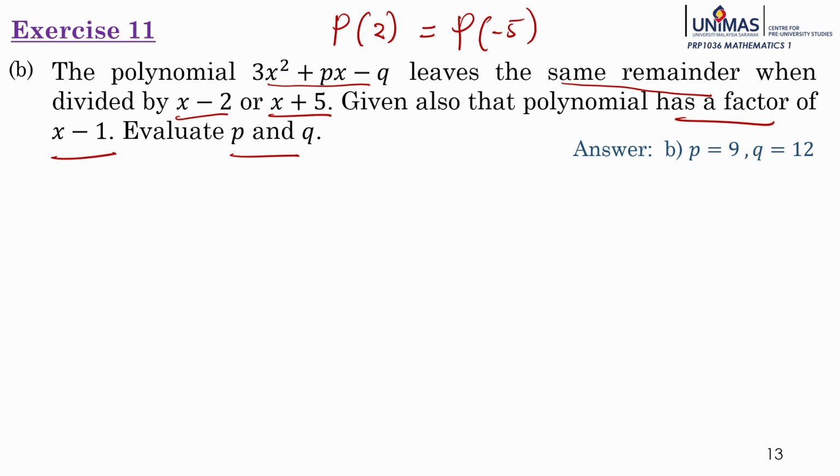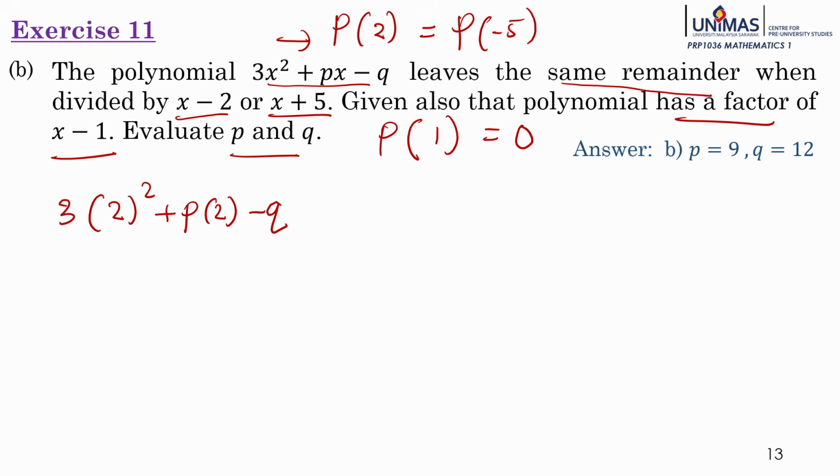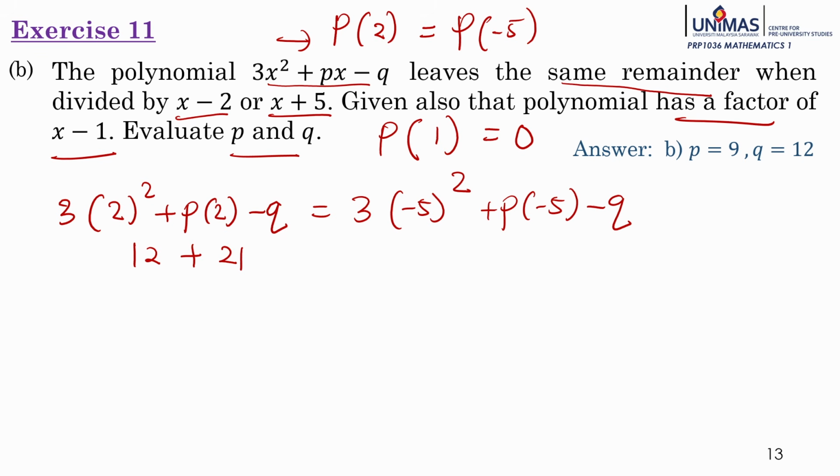Factor means P(a) equals 0, so a is 1. So P(1) equals 0. Now we solve this one first. We substitute the value of x is 2. So 3 times 2 squared plus p times 2 minus q equals 3 times negative 5 squared plus p times negative 5 minus q. We simplify and solve this one, and we get 75 minus 5p minus q. Then simplify, and we get this answer. So p equals 9.